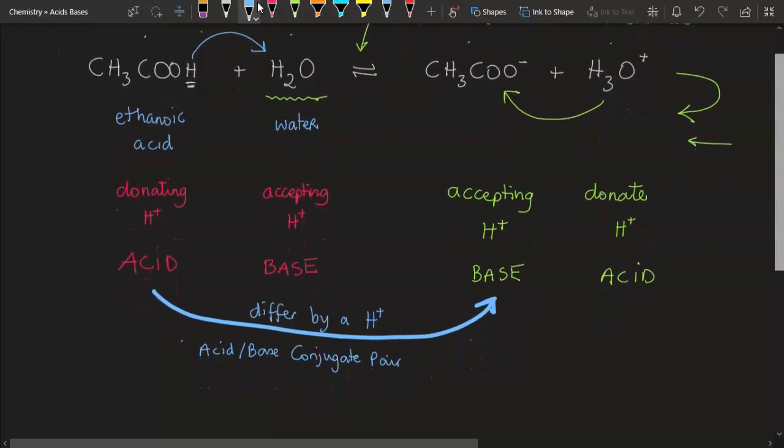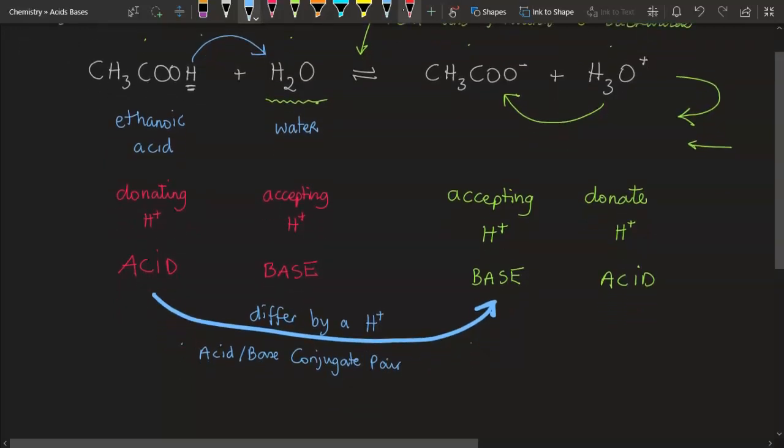Now, the same thing applies to the other one. So, for example, you have a base here, which is H2O, and you have an acid here, which is H3O+. This also differs by H+, and if it differs by a H+, then this is also an acid-base conjugate pair.